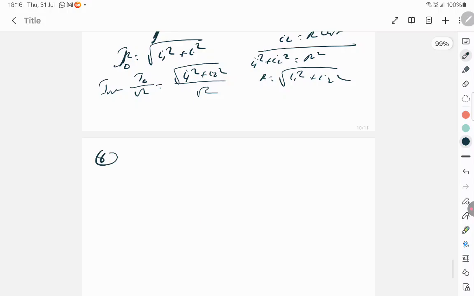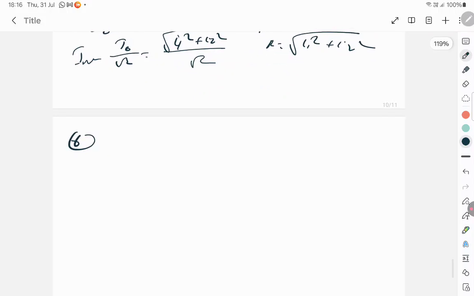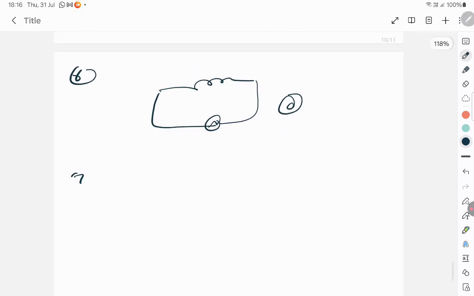The sixth question: an ideal inductor is connected to an AC source. You know how a pure inductor behaves. You know the current will be lagging behind by pi by 2. So the option that says it lags the voltage by pi by 2, D, is the right answer. Let's go to the seventh question.